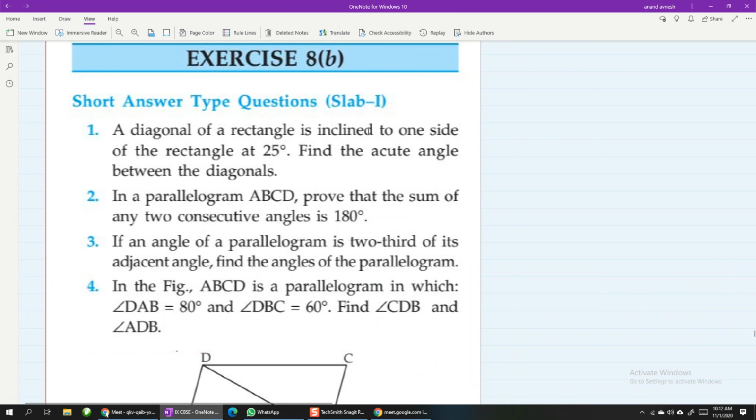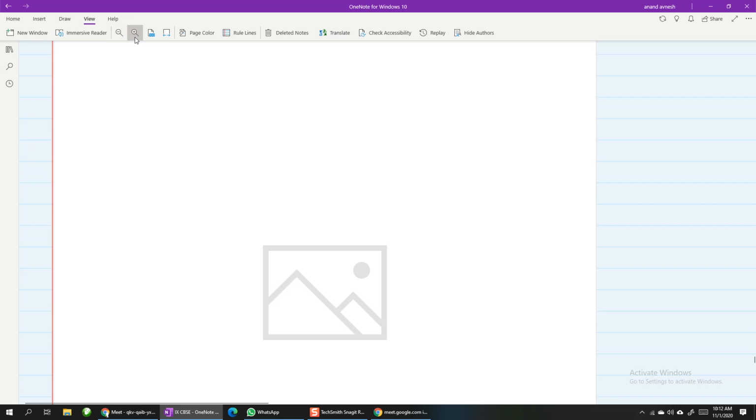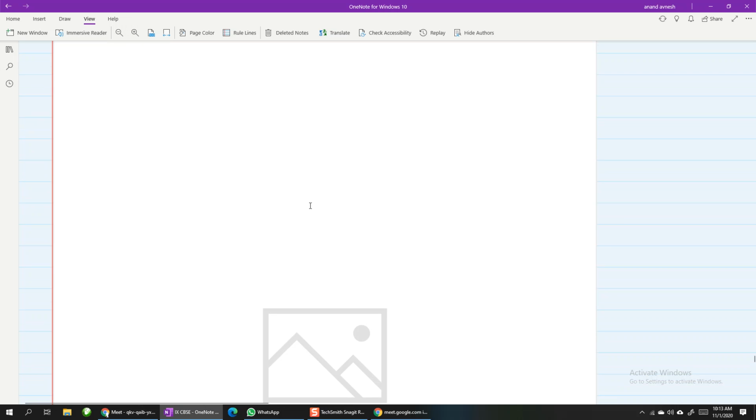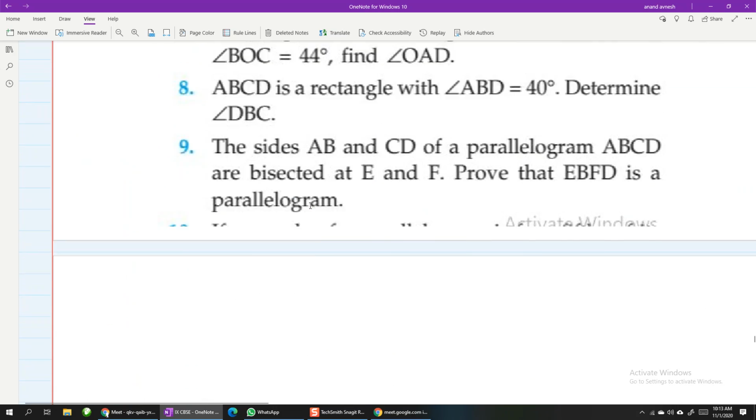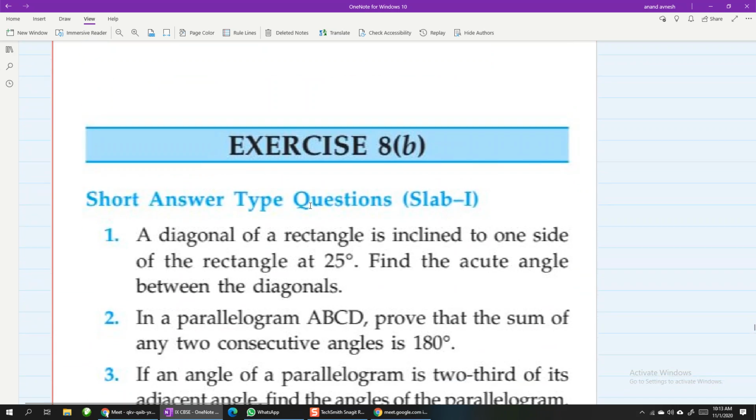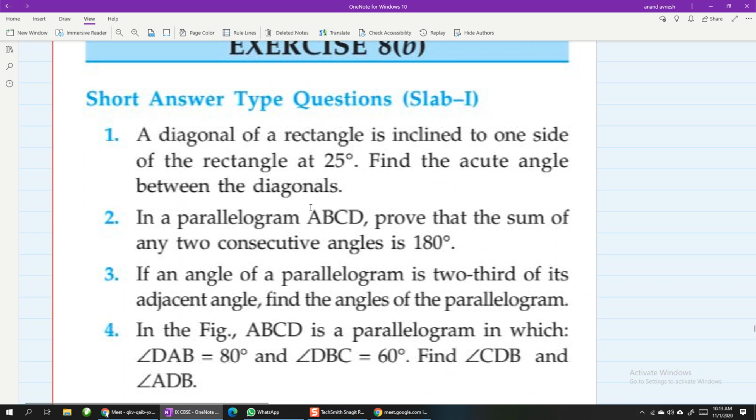8B तुम्हारे सामने है. 8B में all the questions are based on the properties of parallelograms, जिसमें parallelogram, rhombus, rectangle, square, ये सब की प्रॉपर्टीज के ऊपर क्वेश्चंस है. इसमें प्रूफ बेस्ड क्वेश्चंस भी है, इवैल्यूएट वाले क्वेश्चंस भी है.